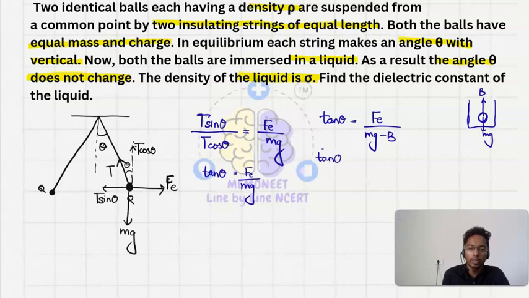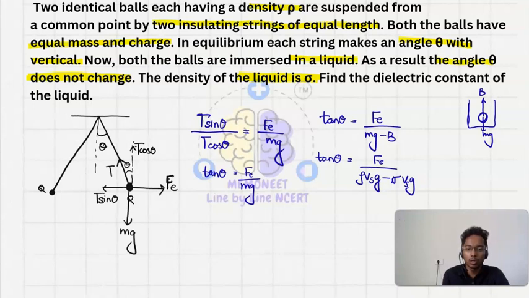Here tan theta is equal to Fe upon mg. We can write rho in place of m, that is rho into volume of solid into z, minus the buoyancy force. The liquid density is given as sigma, so we write sigma into V into z, sigma into volume of solid into z.